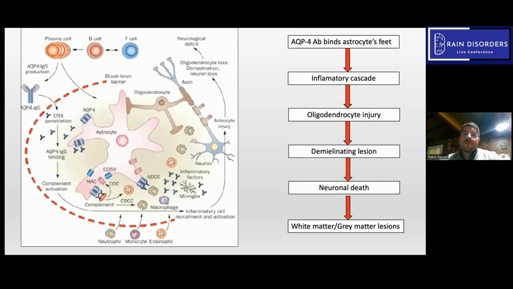To sum up, the aquaporin-4 antibody binds the astrocyte feet. Then comes the inflammatory cascade like in any other inflammatory disease. Injury of the oligodendrocyte that is near the astrocyte, demyelinating lesion, neuronal death, and we have white matter and gray matter lesions.